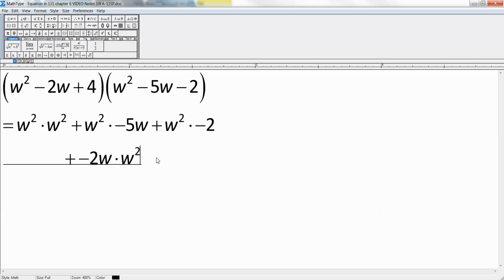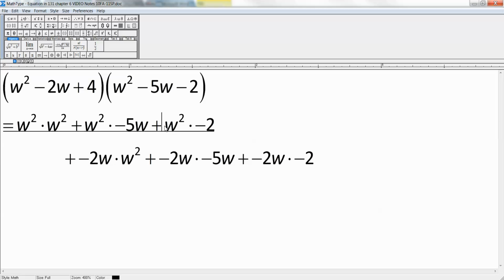All right, then let's see here. Plus minus 2w times minus 5w, that's the next one, plus minus 2w times minus 2. Of course, the way I'm doing this is not going to be beautiful, but you know, it gets the job done. Okay, so then, last but not least, I'm going to try the third one.